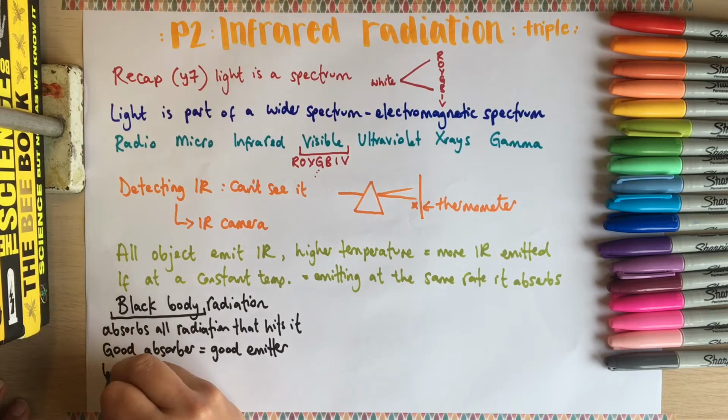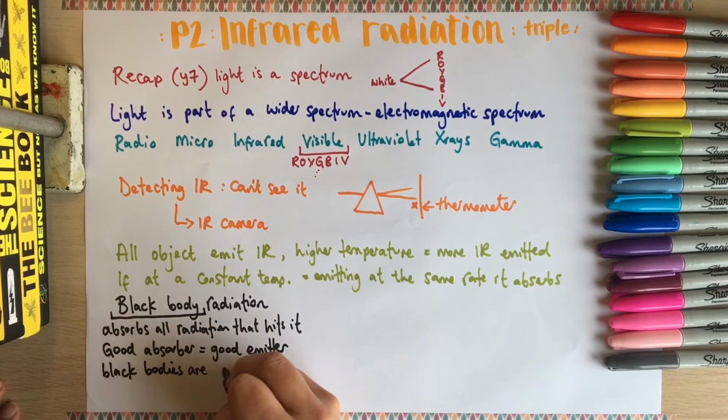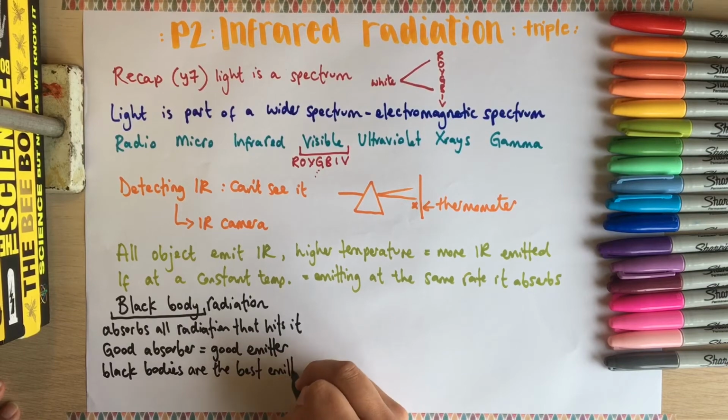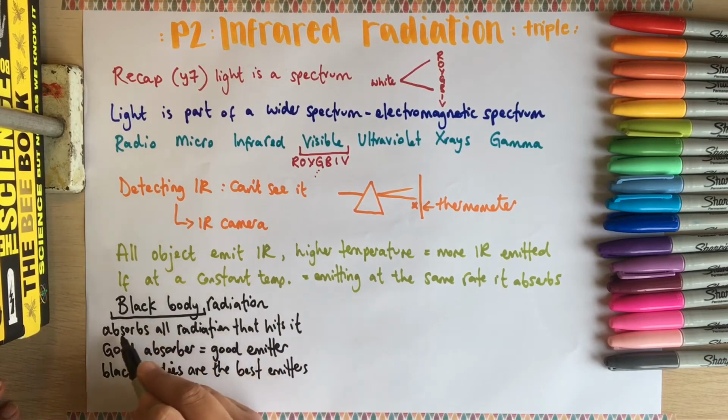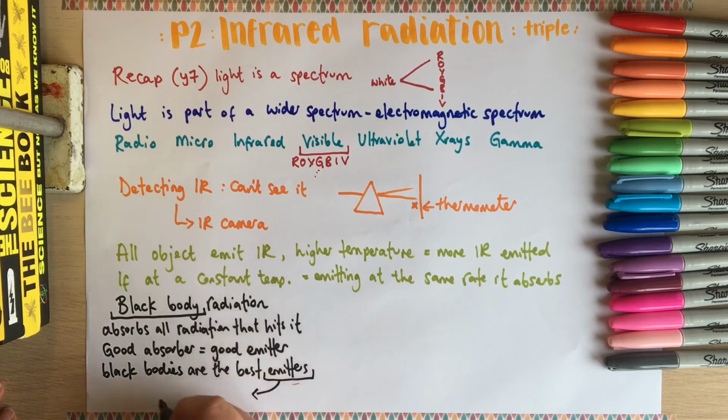So black bodies are the best emitters. So they're the best absorbers, they absorb all the radiation, and then they're also the best emitters. And the radiation that is emitted from a black body is called black body radiation.